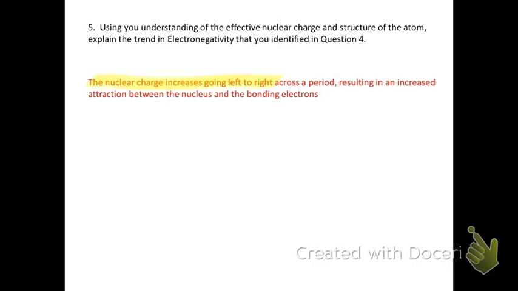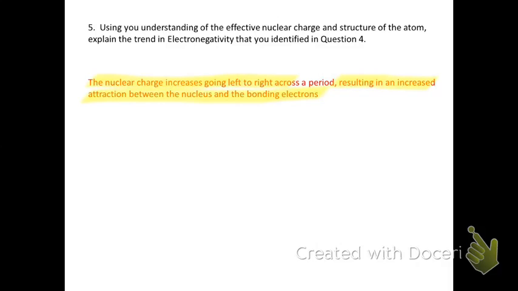The nuclear charge increases going from left to right. So we're adding more protons in the nucleuses of these atoms as we go across, and the bonding electrons are not getting any further away from the nucleus, and so therefore, just like we learned in the periodicity chapter, the nuclear charge increases as we go across the periodic table. Therefore, it results in an increased attraction between the nucleus and the bonding electrons. All right, so that's very important to understand.